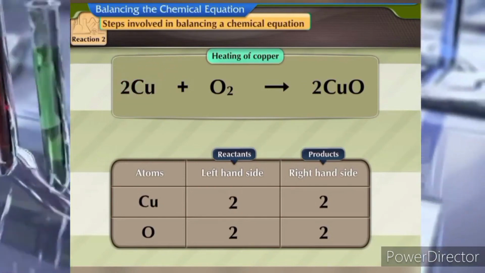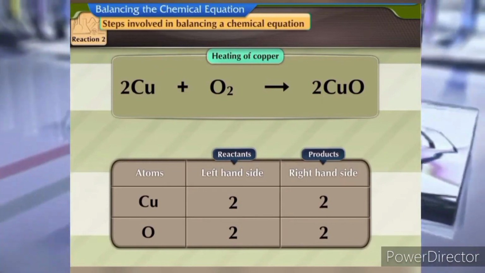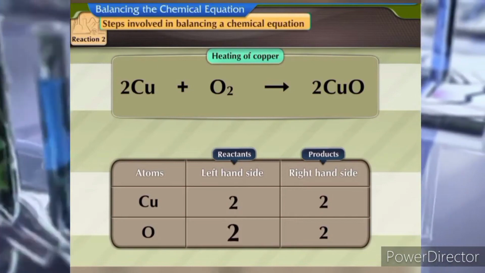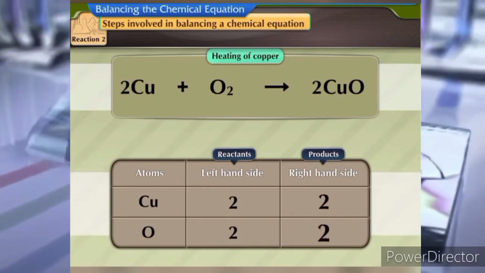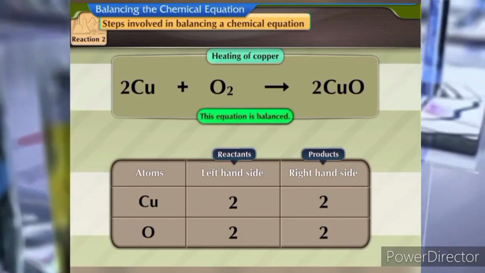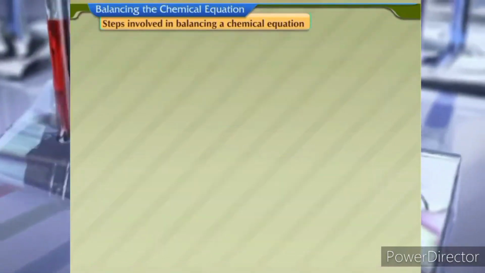There are 2 copper atoms and 2 oxygen atoms on either side of the equation. The number of atoms of each element on the left-hand side is equal to the number of atoms of each element on the right-hand side. Hence, this equation is balanced.